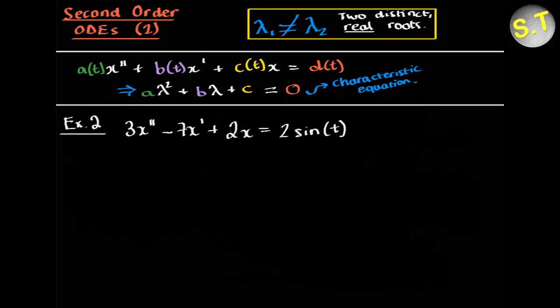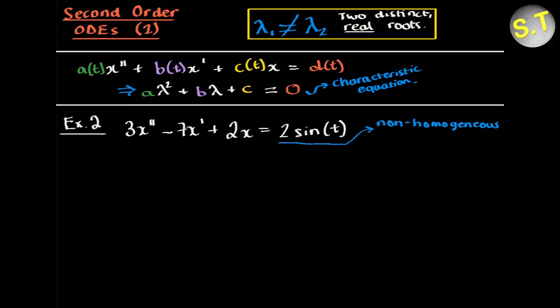Okay, so in this second example, we're asked to solve for x of t, the equation 3 times the second derivative of x minus 7 times the first derivative of x plus 2 times x is equal to 2 times the sine of t. The first thing you'll notice in this example is that the right hand side of this equation is not equal to 0. Therefore, this is a non-homogeneous equation. Now the first step to solve a non-homogeneous second order ordinary differential equation is to find the fundamental solution. So what we do is we make the right hand side equal to 0 in order to give us a fundamental solution.